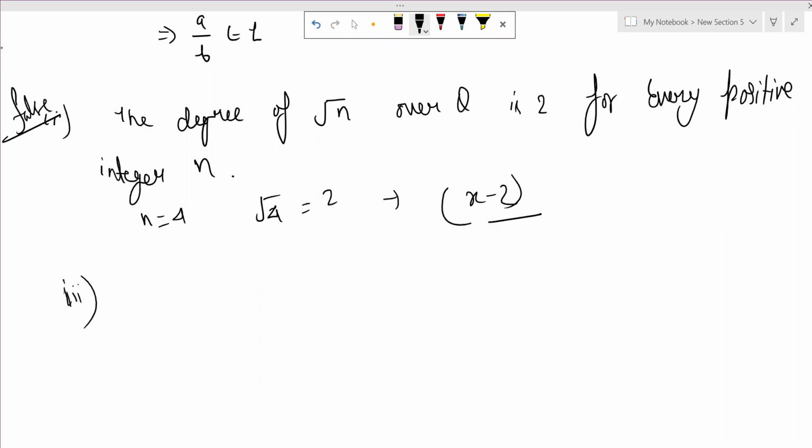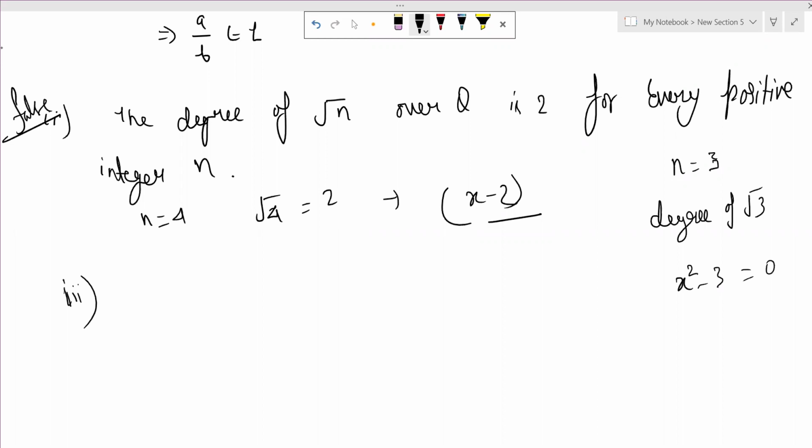This is saying for every positive integer n. Suppose you choose n equals 3. Then what is the degree of root 3? What is the minimal polynomial for root 3? X square minus 3. Agreed. So this is the minimal polynomial since root 3 is not in Q.